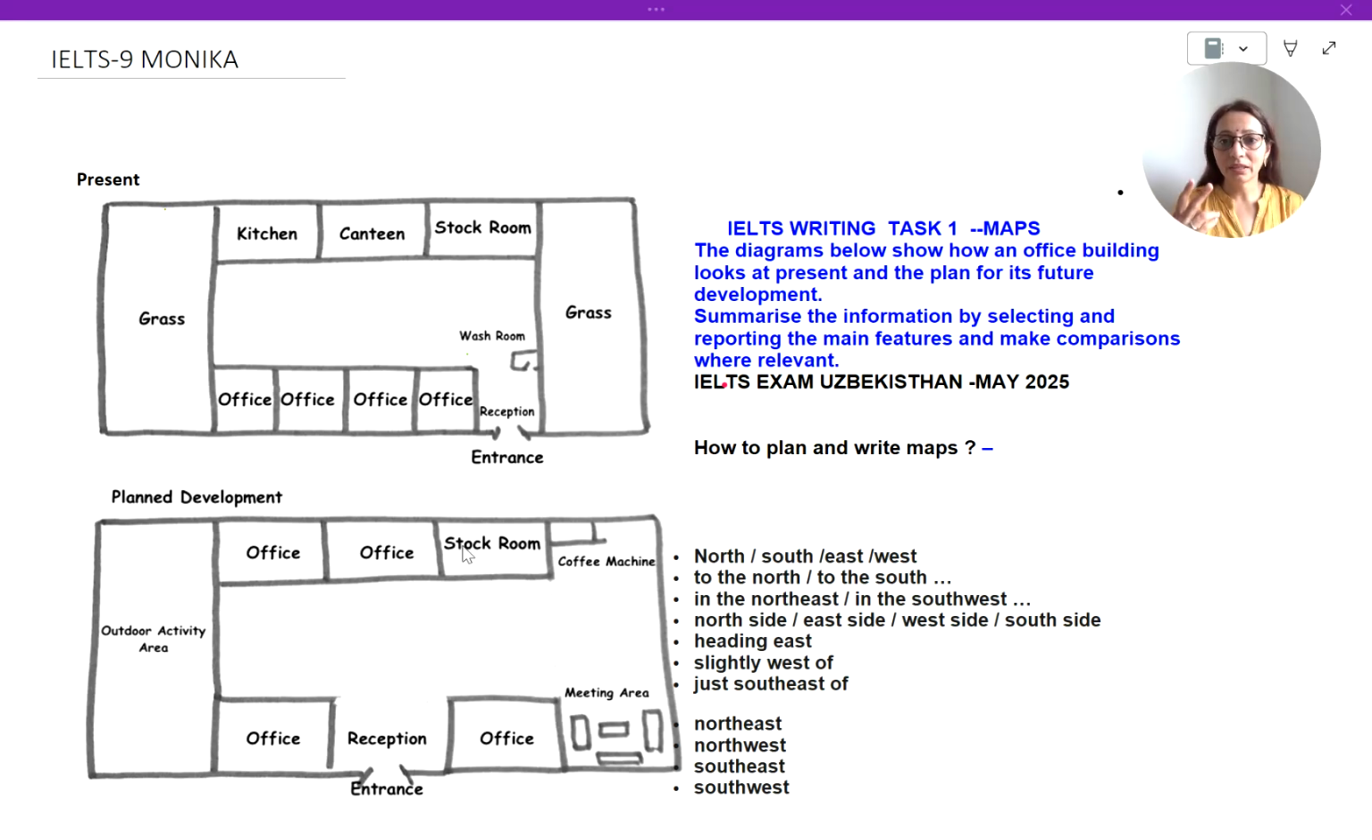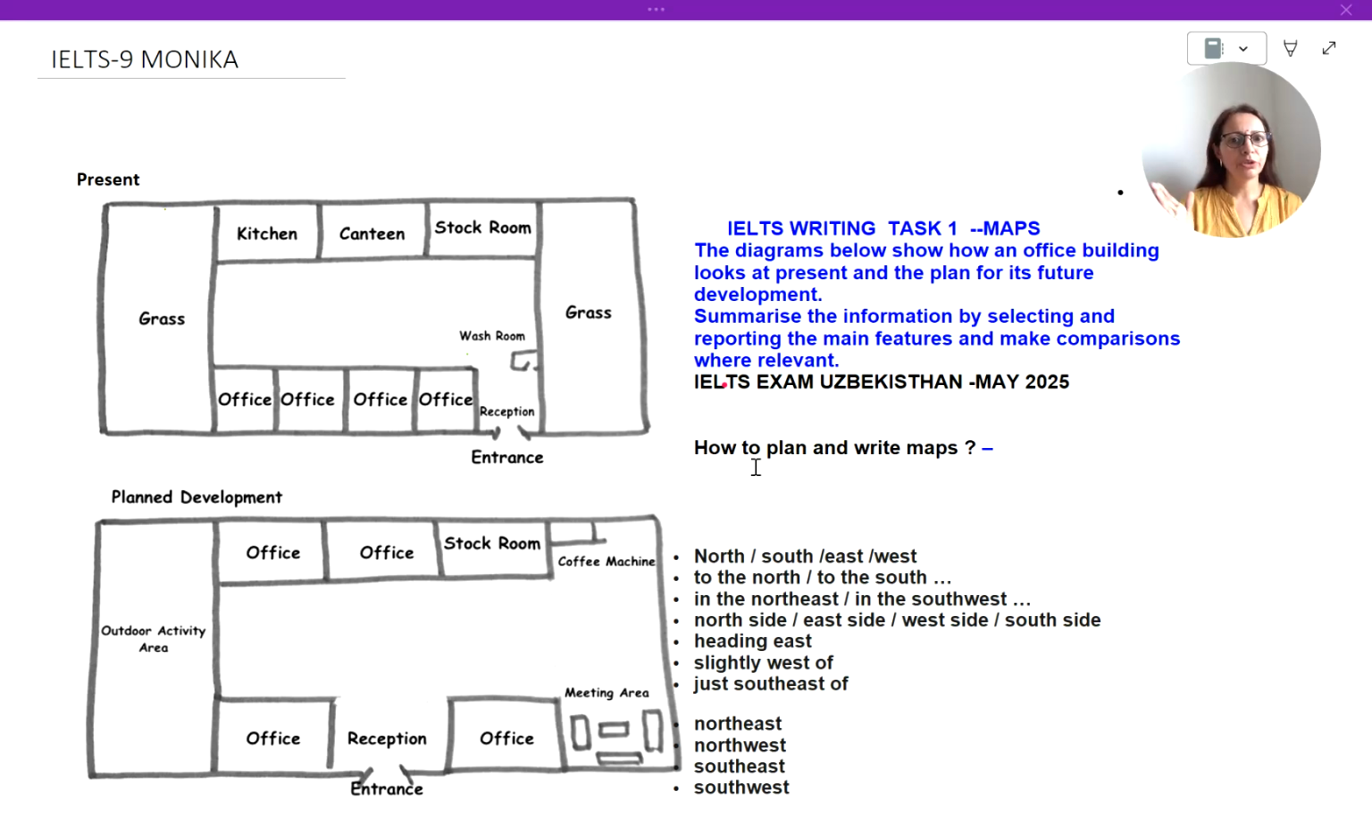So you can see there are two maps given over here, and this question is: the diagrams below show how an office building looks at present and the plan for its future development. Means the first map is for the present, the second is from a futuristic point of view, future point of view you can say. And this question was in the IELTS exam in Uzbekistan that had happened just, I think, last May.